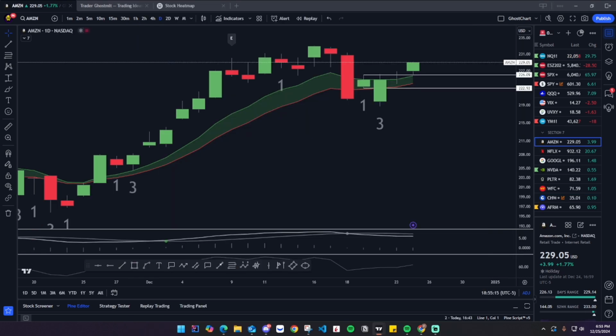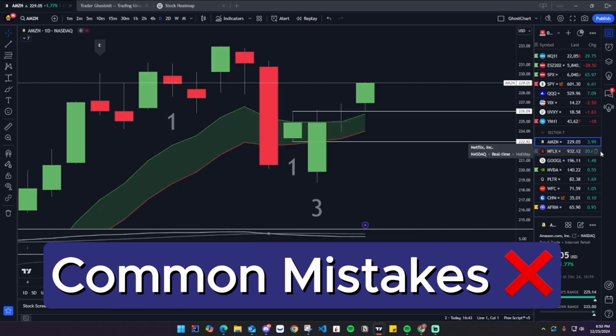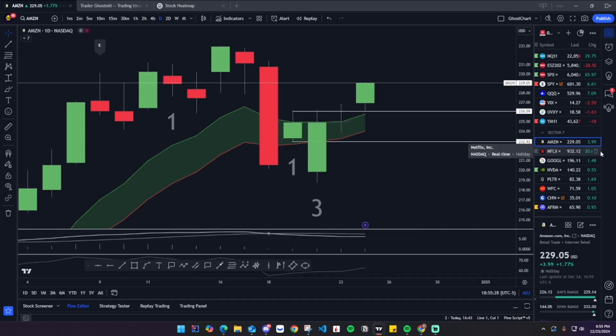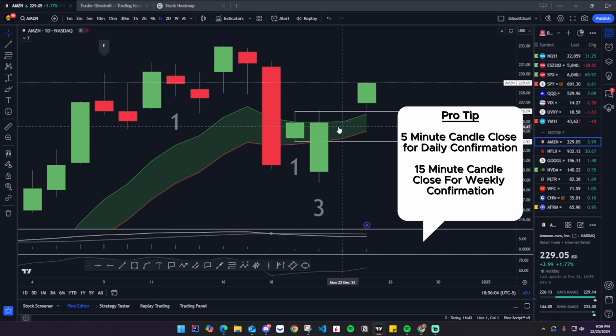So I did say that I would also be covering some common mistakes and how exactly you can avoid these. Obviously, even some of the best strategies do require proper execution and risk management. One of the most common mistakes I see is not using confirmation. A rule of thumb I like to stick by is a 5-minute close above or below the trigger on the daily time frame and a 15-minute close on the weekly time frame.